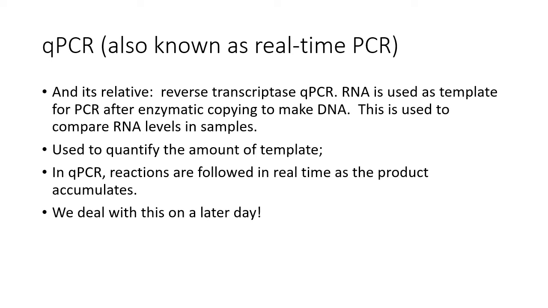So if you want to be quantitative about it, you need to follow the reaction as it's actually occurring. And there are instruments that will enable you to do this by looking at fluorescence as it increases over the course of the reaction. So that's very important for detecting RNA, actually. RNA can be used as a template, but not directly. First, it's copied to make a single-strand cDNA, which is then, in turn, used in the qPCR reaction. But in any case, we will deal with this on some later day.